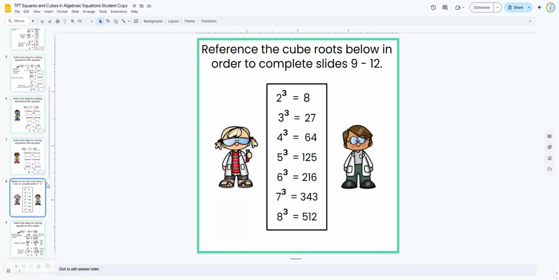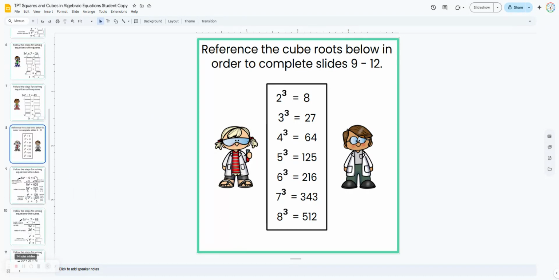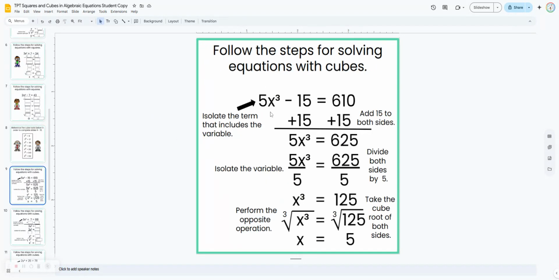Now when we get to slide 8, now we're looking at cubes. So here are some of the most common cube roots, and they can refer back to slide 8 if they like. So here we have an equation with a cube. 5x to the third power, negative 15 equals 610. So it goes through the steps again.